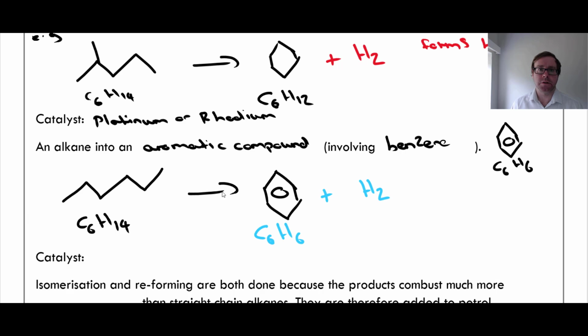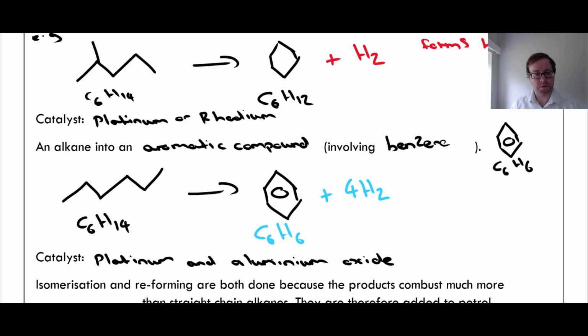As I told you, the molecular formula of benzene is C6H6, so we're missing a fair amount of hydrogens. We're missing 8 hydrogens. So that must mean we're producing hydrogen here, and we must need 4 of them. And the catalyst is again usually platinum and a mix of aluminium oxide. You may see lots of different catalysts for these types of reactions though. These are generally the most common ones.